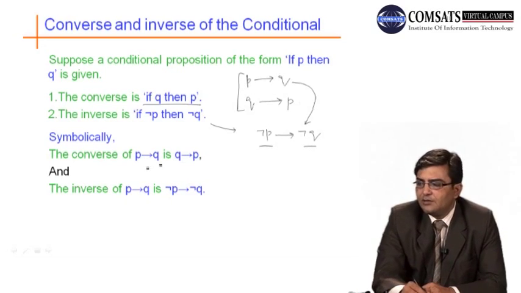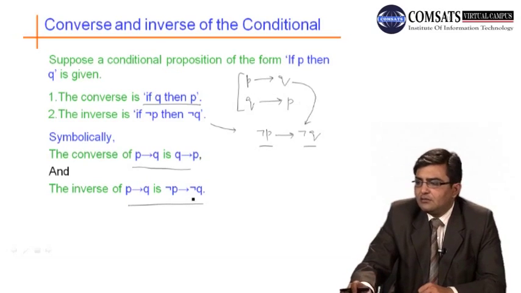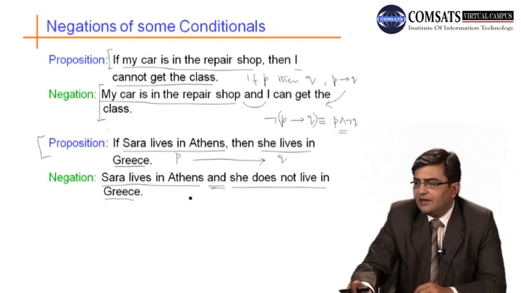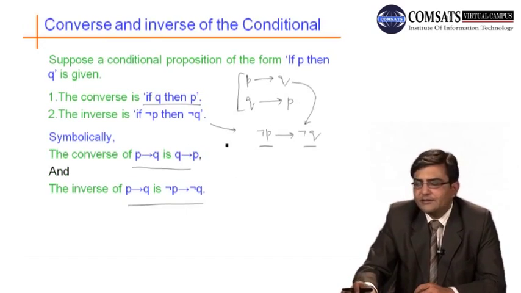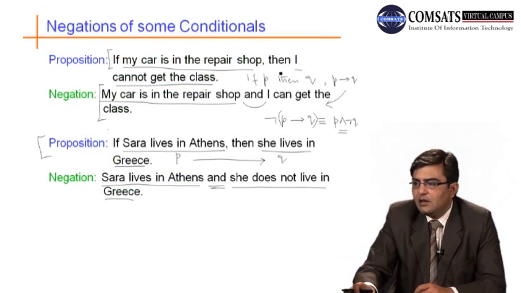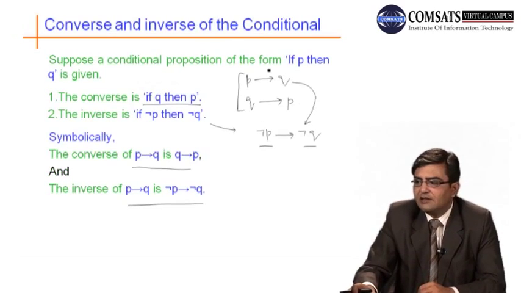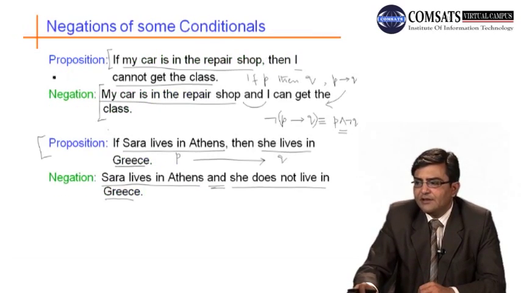Symbolically we can write it as I have written here. The inverse can be written as not P implies Q. So we can take the same example. For example, as we have written, if my car is in the repair shop, then I cannot get the class. If we want to write its converse, how do we write it? If I cannot get the class, then my car is in the repair shop. So this will be the converse of the given statement, this proposition.